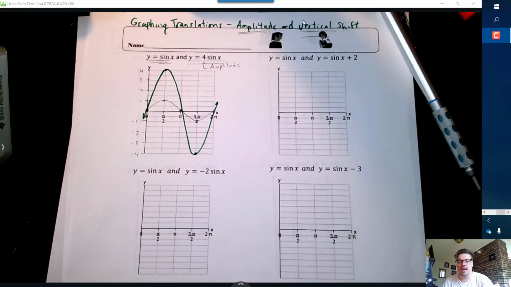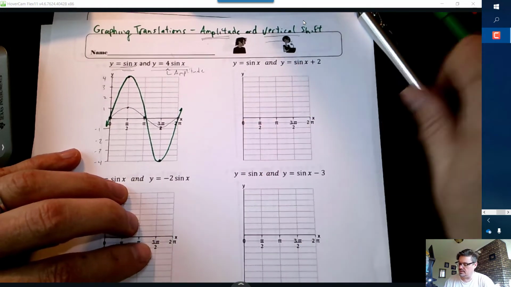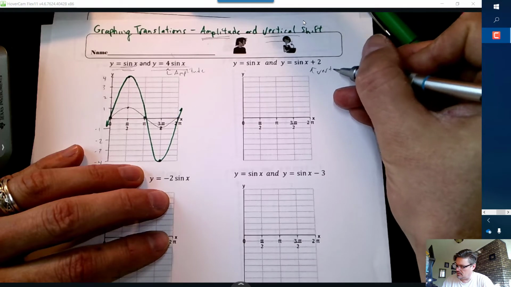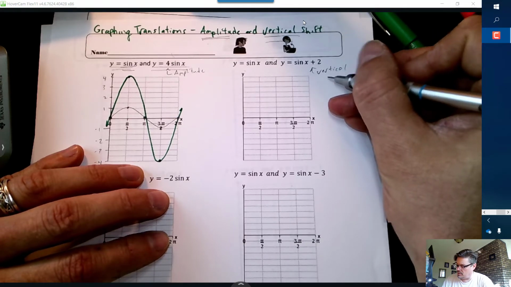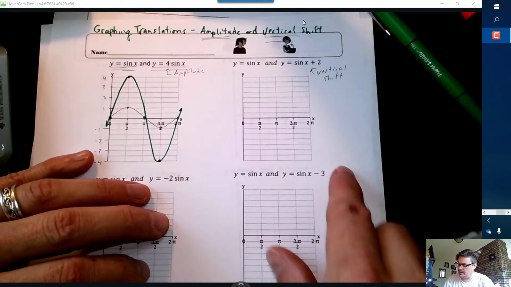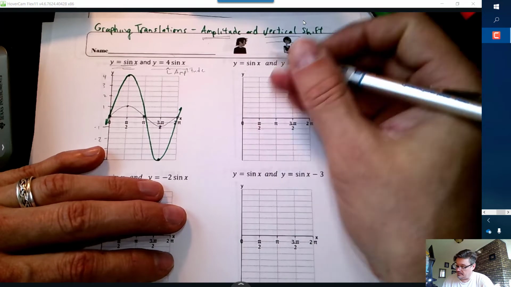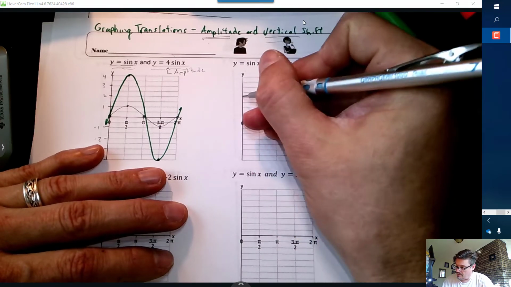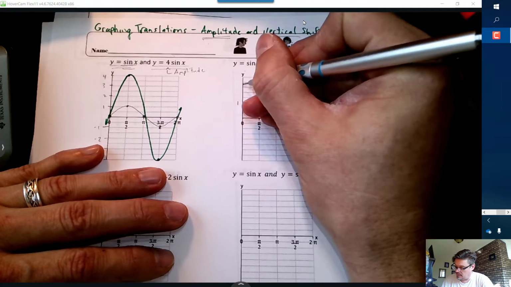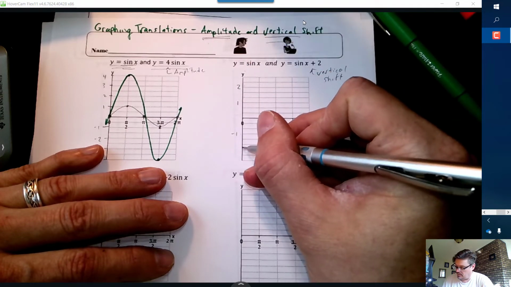All right. Now let's see what this does here. This is called a vertical translation. So let's do that. Okay, vertical translation, or a vertical shift. And what will happen with this one is a little bit different, right? Here's your sine. All right, let's go every 1, 2, 3. 1, 2, 3. 1, 2, 3. 1, 2, 3.